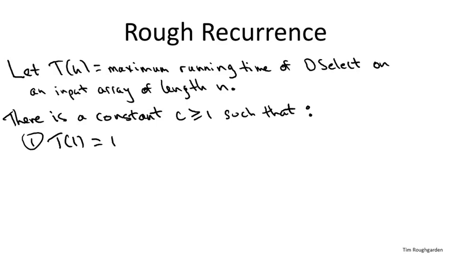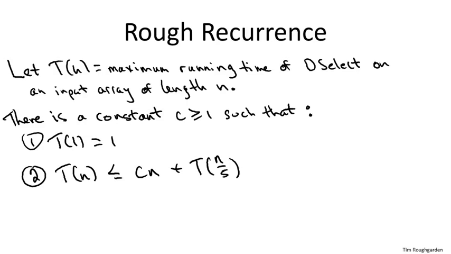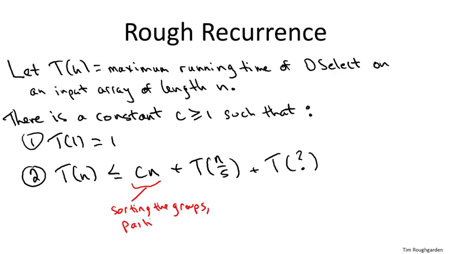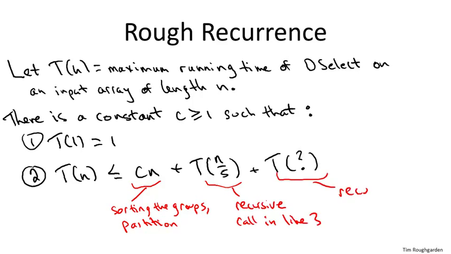Well, you do linear work outside of the recursive calls, so that's C times n for some constant C. C is just the expressed constant in all of our big thetas on the previous slide. Plus the recursive call in line 3, and we know that happens on an array of size n over 5. As usual, I'm not going to worry about rounding up or rounding down, it doesn't matter. Plus our mystery recursive call on an array of unknown size. So that's where we stand, and we seem stuck because of this pesky question mark.